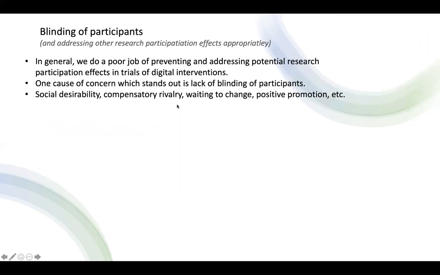We do a tremendously poor job, I would say, in behavior intervention research to address research participation effects. In any behavior intervention, we should expect research participants to behave in ways that we don't want them to or expect them to.